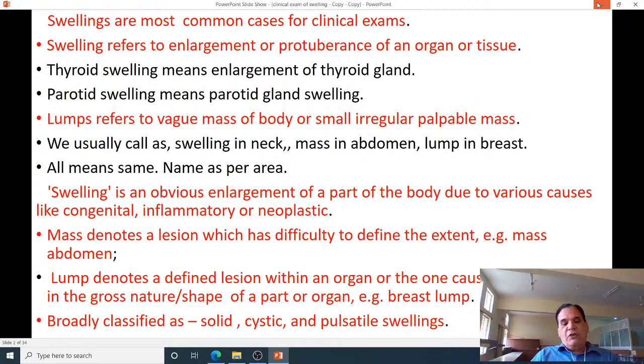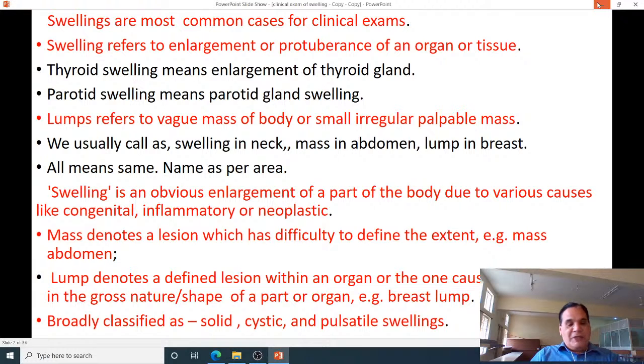Broadly, we always classify swelling as solid, cystic and pulsatile. And above we have seen different types of pathology: congenital, inflammatory, neoplastic. Then solid, cystic, pulsatile. So you have to define a swelling in two ways, whether it is congenital or inflammatory, and whether it is cystic or solid. If it is neoplastic, it has to be solid.